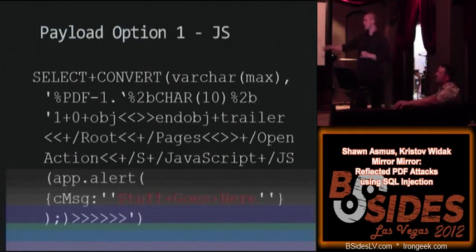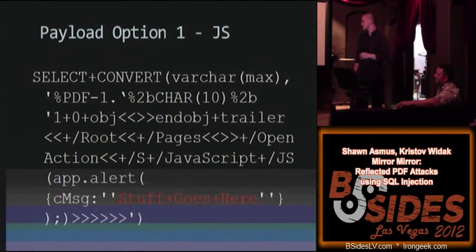So let's just talk a little bit about what's going on in those payloads. Here's a JavaScript payload. What this is doing is it's going to just pop up with an alert box. You can see app.alert, and it's just going to say stuff goes here. That's where your payload would go. In fact, if you're using the script, you get to say what goes there.